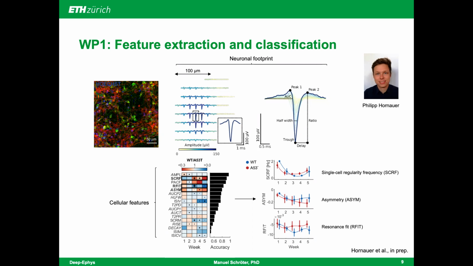In the lower plot, we see on the left a heat map that describes the relative difference between the 2 cell lines, wild type and A53T, and the accuracy results from a random forest classification analysis. We also highlight the development of 3 metrics. For example, the single cell regularity frequency on the top, which is a measure of the periodicity of the observed spiking signal, or the asymmetry, which is a waveform metric.